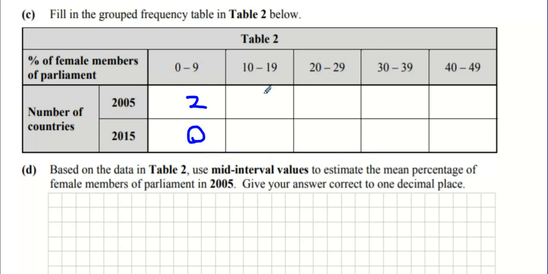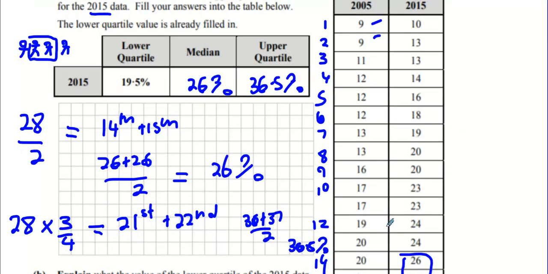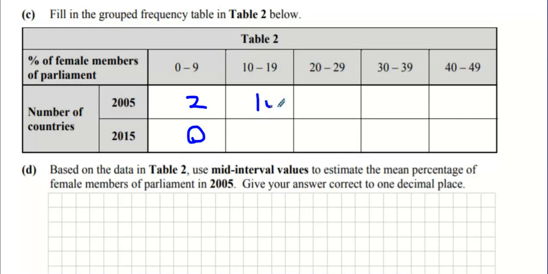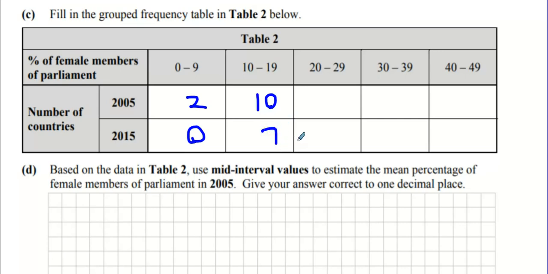How many people are from 10 to 19 in 2005? 1, 2, 3, 4, 5, 6, 7, 8, 9, 10. Okay, so there's 10 of them there. And then in 2015, 1, 2, 3, 4, 5, 6, 7. Okay guys, so you basically get the gist. You can do that all the way down. So eventually we get all our numbers like this, and that's what the table comes out like.